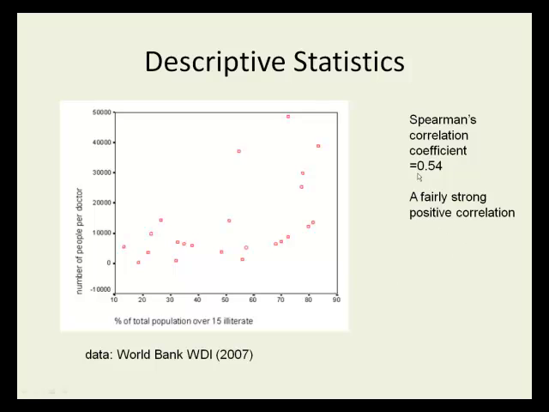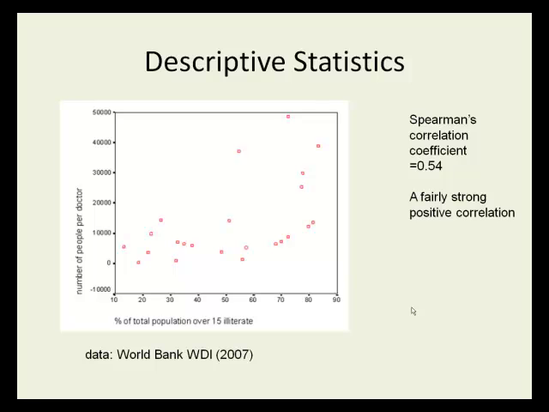Looking at the numbers, this is 0.54, which is a reasonably strong or fairly strong positive correlation. You need to get used to looking at a pattern like that and thinking, actually, that shows pretty clear evidence there's a link between these variables of some sort, even though we can't say anything about causality because it's only correlation.